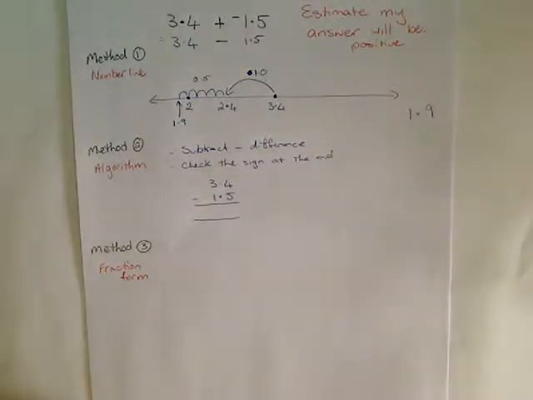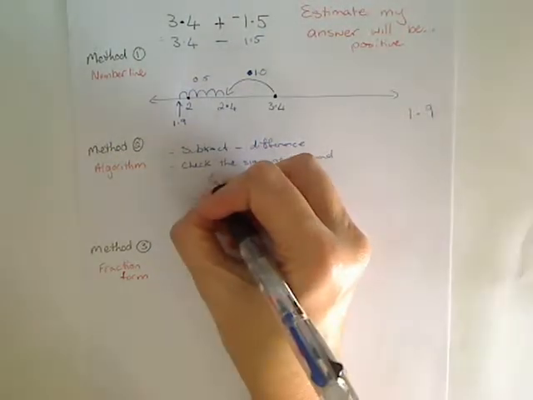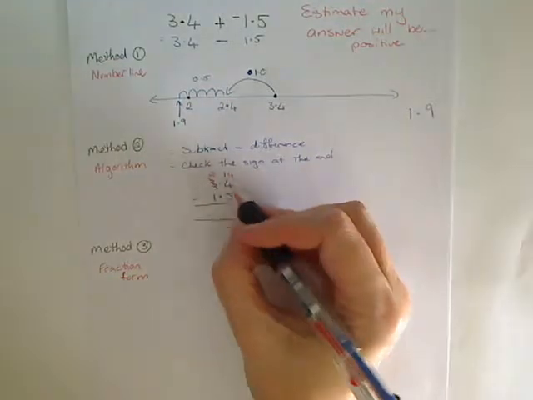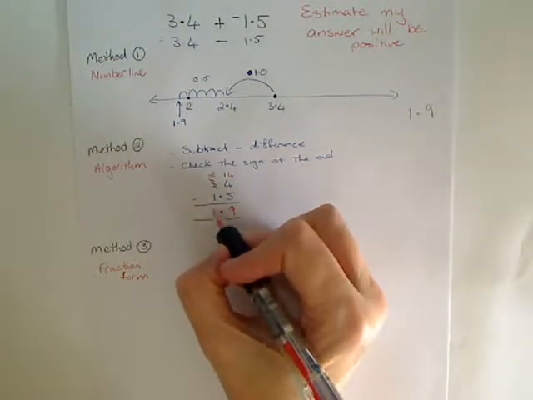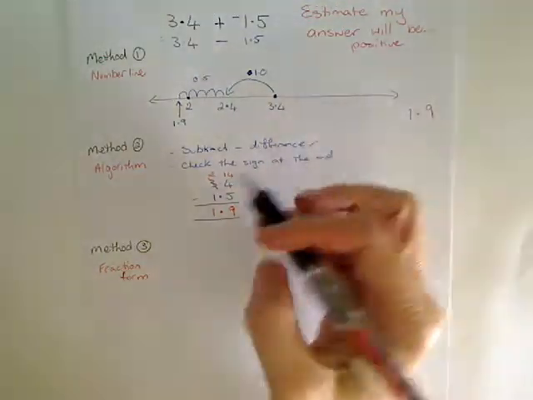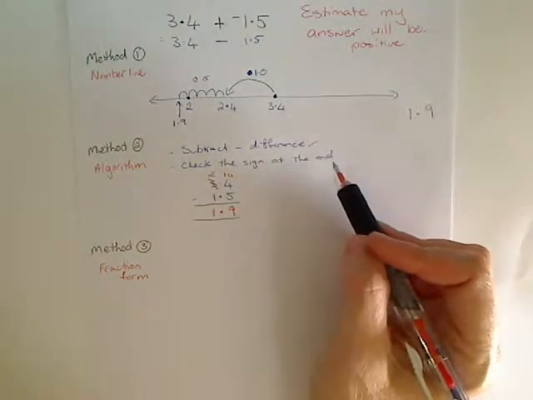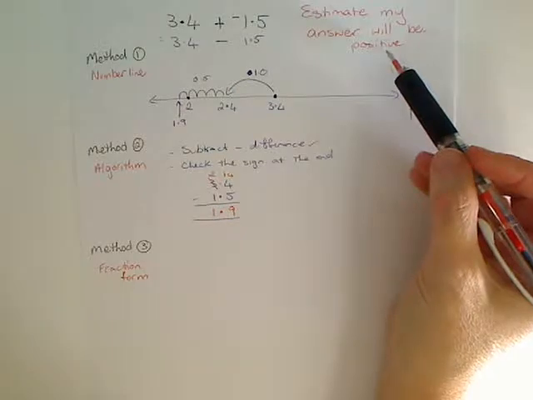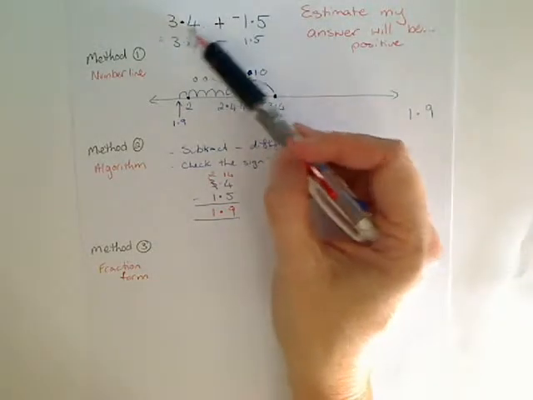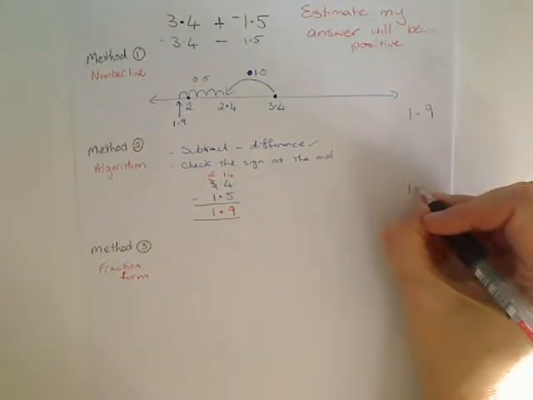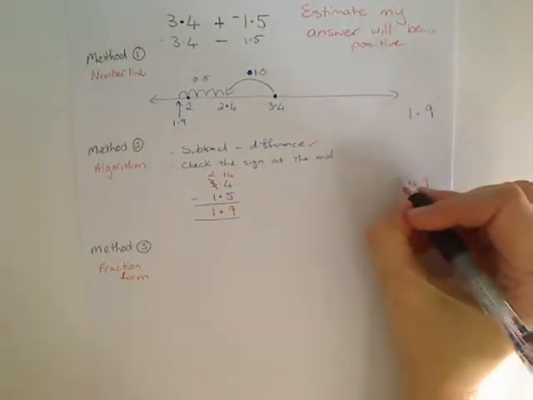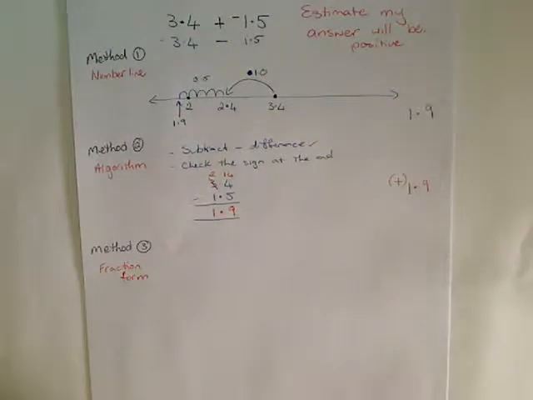5 from 4 we cannot do. What do? I rename to have 14/10. Now I can. 2 take 1 is 1. I've subtracted. Check the sign at the end. I know my answer must be positive. 3.4 is a larger size than the negative 1.5. So my answer is 1.9, and I could put a positive there if you wanted to, just to be clear about it.